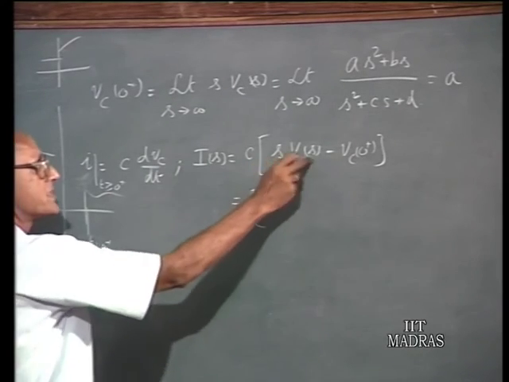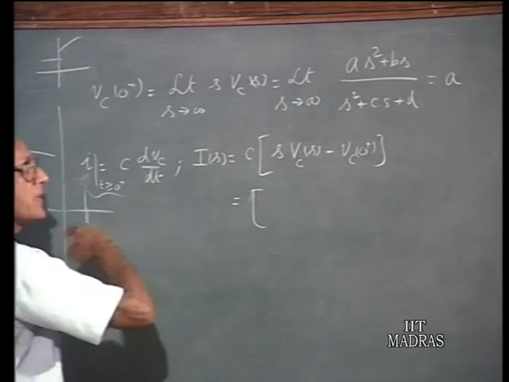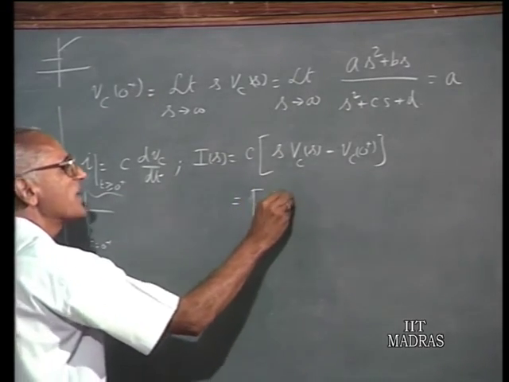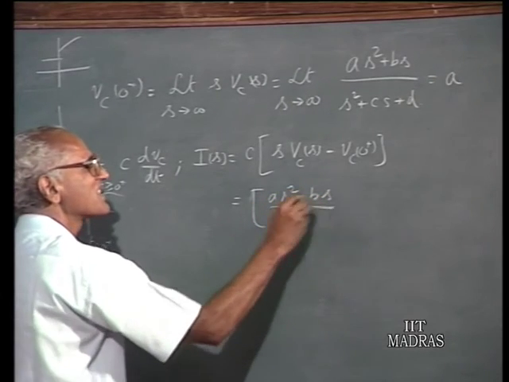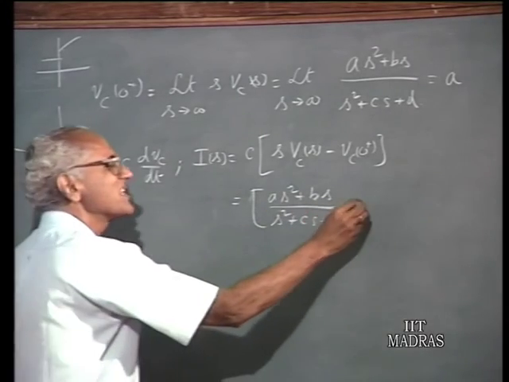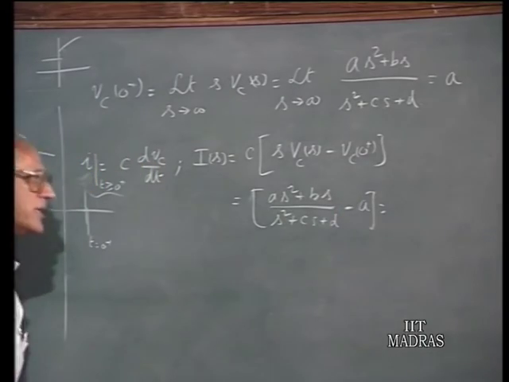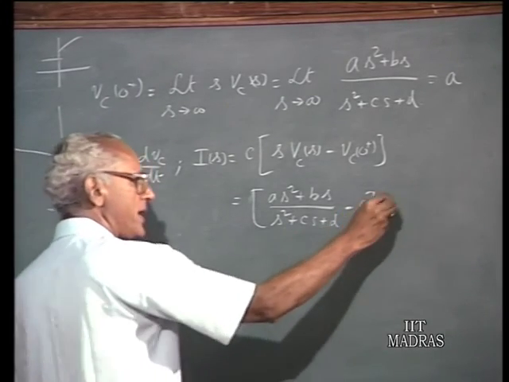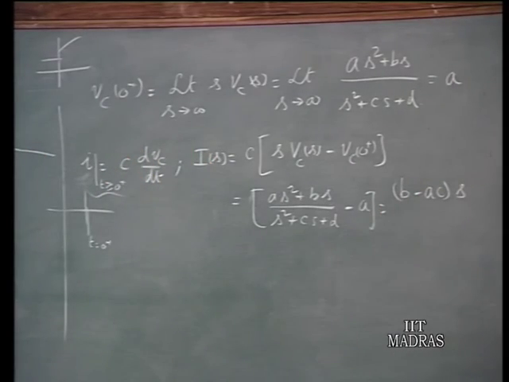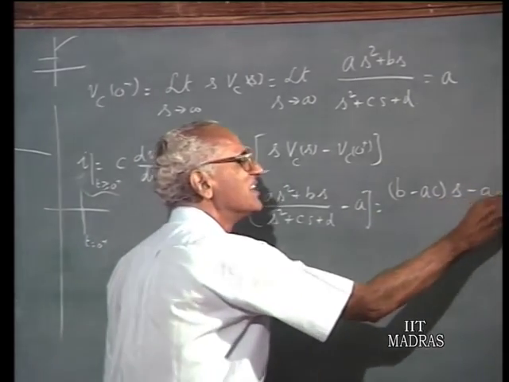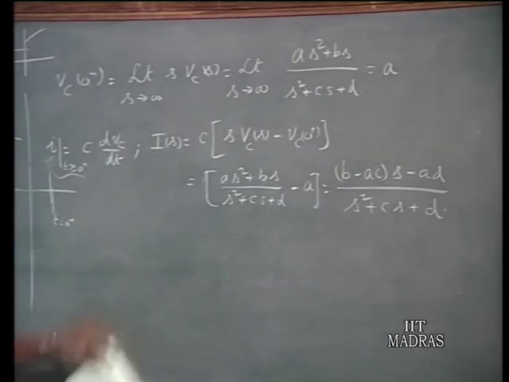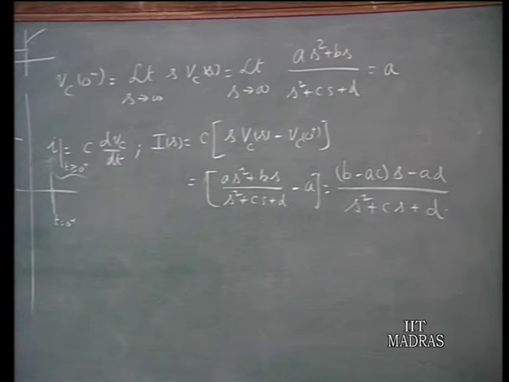So, this will be s times V c of s. V c of s is A s squared plus A s plus B over s squared plus C s plus D. Therefore, s times V c of s is A s squared plus B s over s squared plus C s plus D, minus V c 0 plus, which has just been evaluated, that is A. Therefore, when you do this, it becomes B minus A C times s minus A D divided by s squared plus C s plus D. That is the Laplace transform of the current I f s.